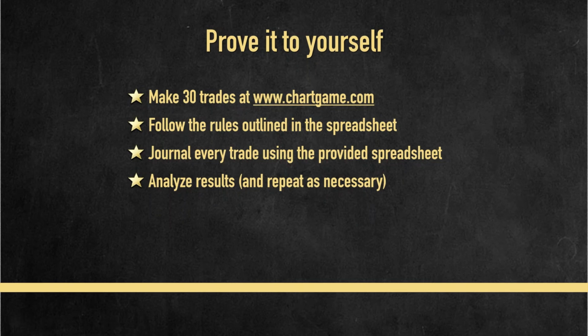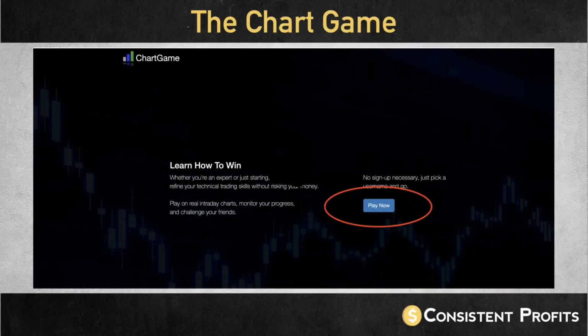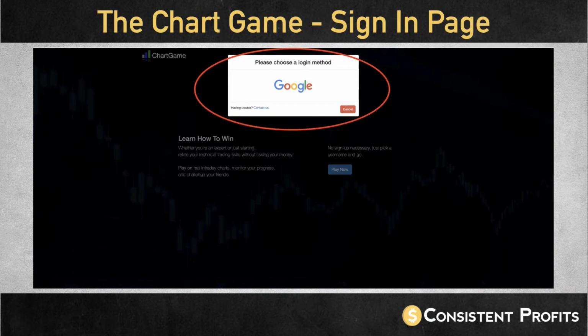To get to the chart game, you just go to chartgame.com and you get to a page that looks like this, and you click on the Play Now button that's circled in red here. Then they'll ask you to log in using your Google account. If you have a Google account already, great. If you don't, open up another tab and create a Google account. It's free. And then use those credentials to log in to the chart game.